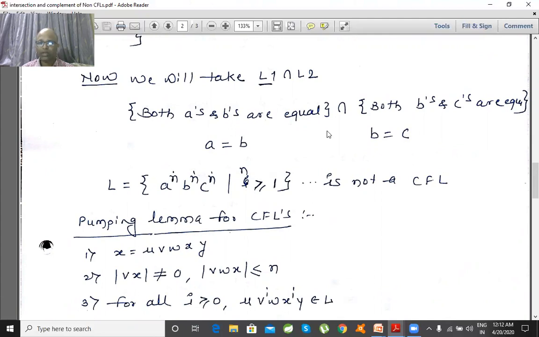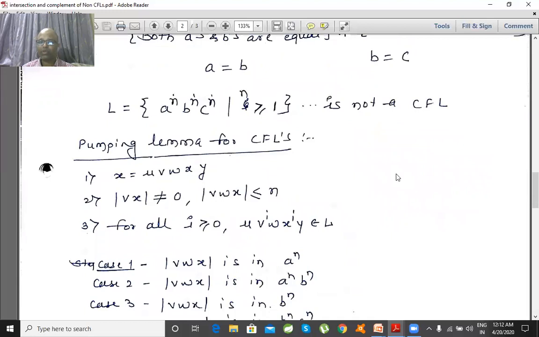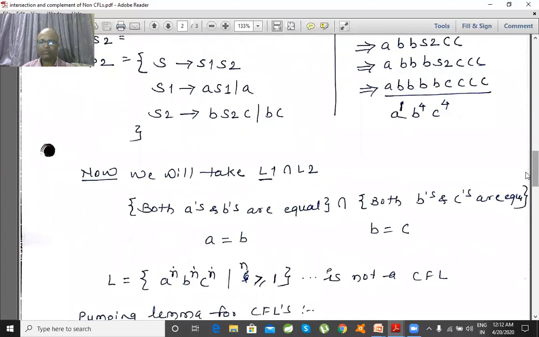So L1 intersection L2 generates this language L, which has a raised to n, b raised to n and c raised to n. All three are the same, and we have already proven that this language is non-context-free by using the pumping lemma. So we conclude that if you take the intersection of two context-free languages, the resulting language need not be context-free, and this is an example of that.